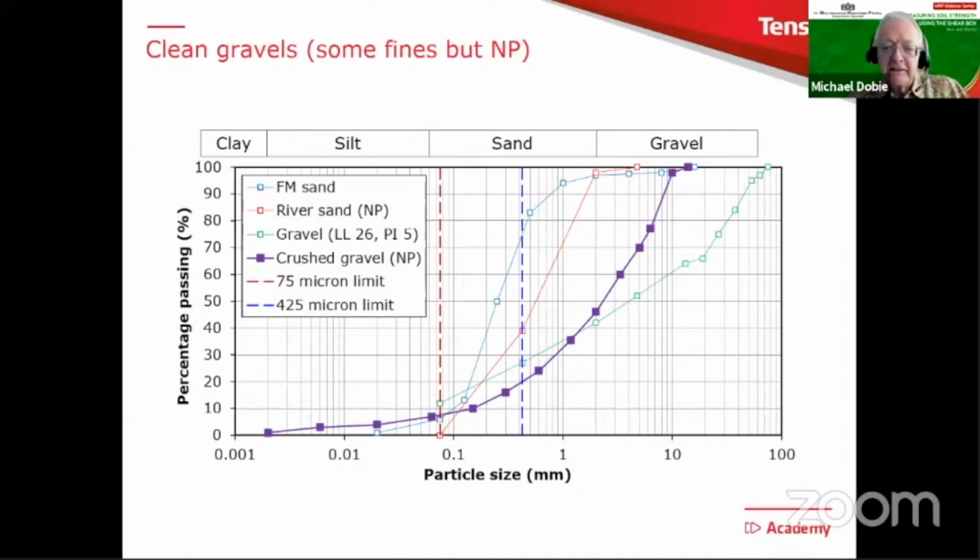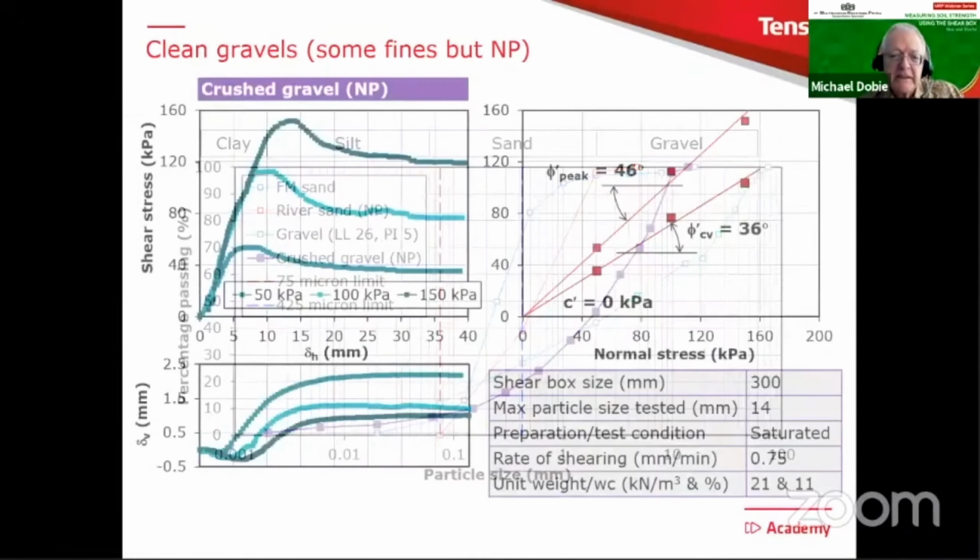So these are nice angular particles, well graded. This is a purple colored material. I've superimposed it on the grading curves from the previous examples we looked at. And I've also added there, just to mention those dotted lines, the 75 micron limit, where we normally say the fines start below that value, and 425 microns, if you remember from our previous webinar, because that's the material we use to do the Atterberg limits. This one turns out to be non-plastic. And here are the results.